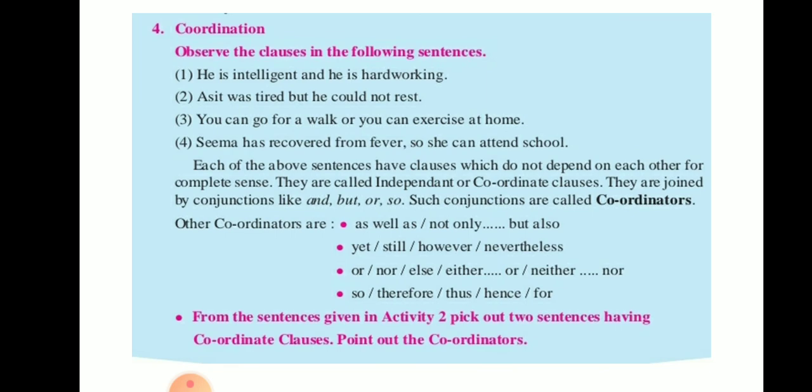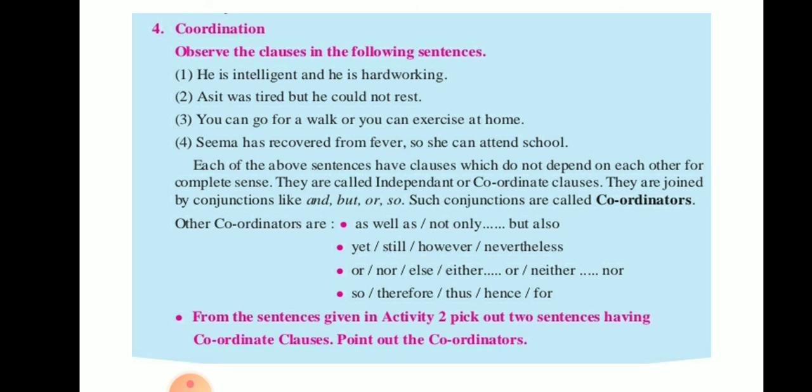Let us look at the next question. Coordination. Observe the clauses in the following sentences. He is intelligent and he is hardworking. So he is intelligent becomes one clause, he is hardworking becomes another clause, and and is the conjunction. Asit was tired but he could not rest. Asit was tired becomes one clause, he could not rest becomes another clause, both connected by a connector, that is but. So this is also a compound sentence.